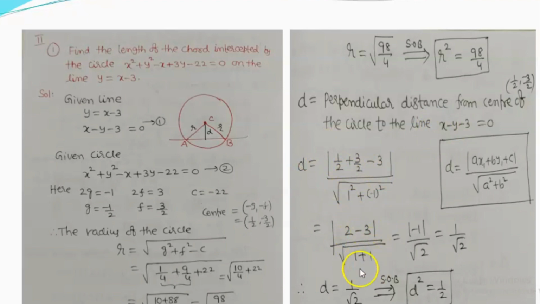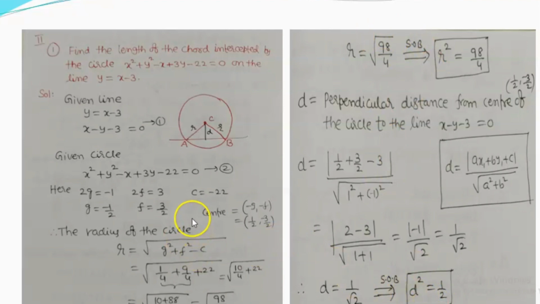2 minus 3 by root of 1 plus 1. 2 minus 3 is minus 1. Mod minus 1 divided by root 2. So that is 1 by root 2. D value is equal to 1 by root 2. Squaring on both sides, d square equal to 1 by 2. After getting the values of r square and d square, now you have to write the formula.